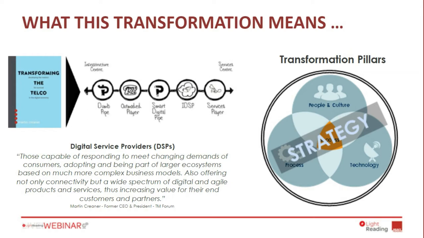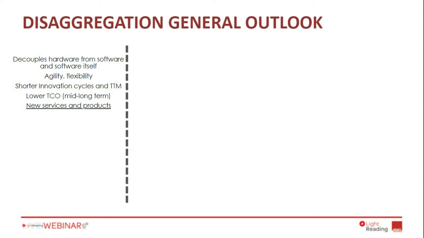Let's talk about the disaggregation. As we have mentioned in the previous slide, traditional operators need to go through a structural change to remain competitive and have the organizational adaptability required in this new, very dynamic world, the fourth industrial revolution world.